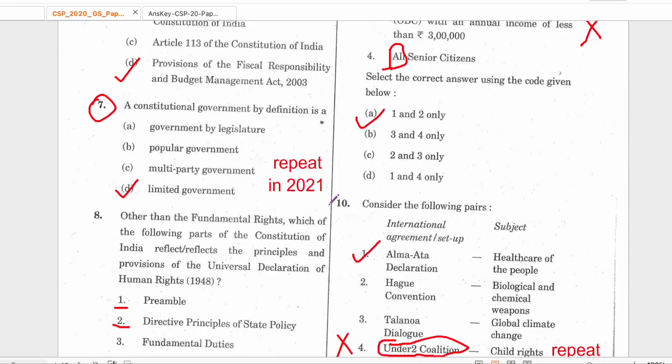But constitutional government means the constitution will have certain policies, certain rules that have to be abided by the government. The constitution will place certain rights to its public, and thus it will be a kind of limited government. The power would not be like a king. It would be a rule of law, not rule of men. The same thing was repeated in 2021. That is why understanding these concepts is very much important.